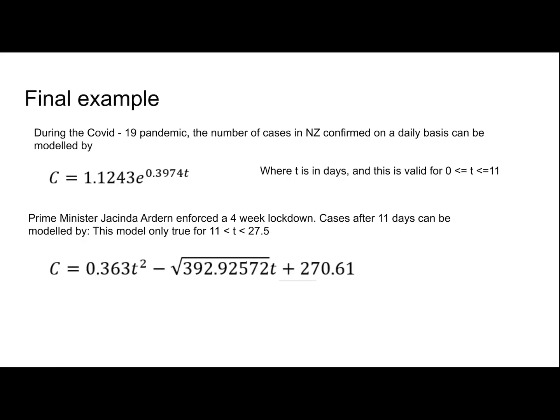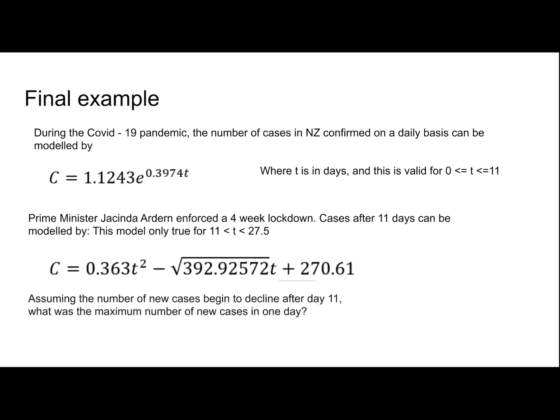So these are the 2 equations. This second equation is only true for t between 11 and 27.5. So between 11 days and 27.5 days, this quadratic equation is how the cases are modeled.